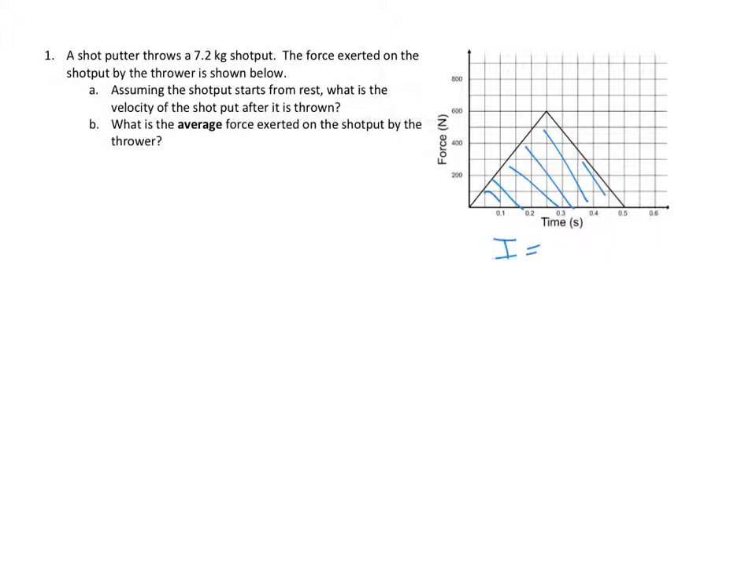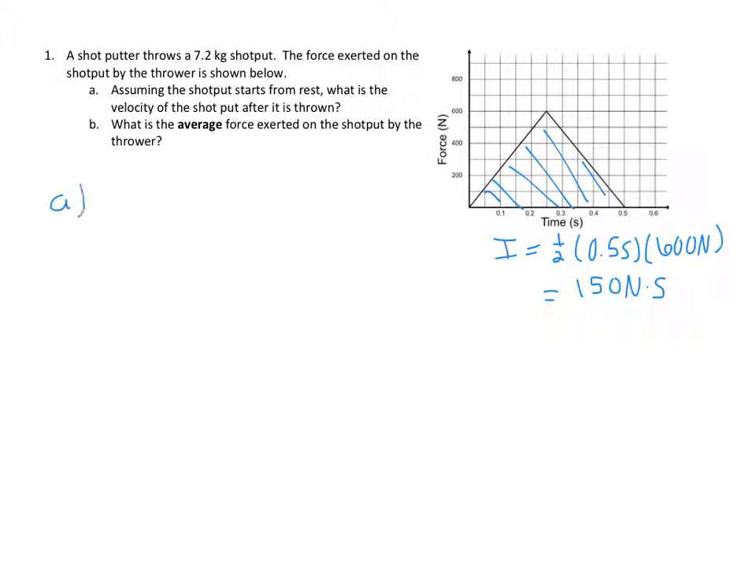So impulse equals 1/2. My base, we're going from 0 to 0.5, so this would be times 0.5 seconds, times the height, 600 newtons. This equals 150 newton seconds.